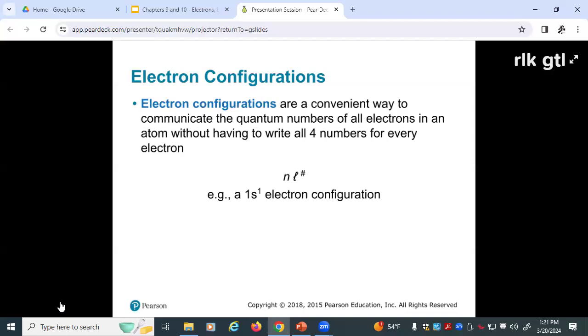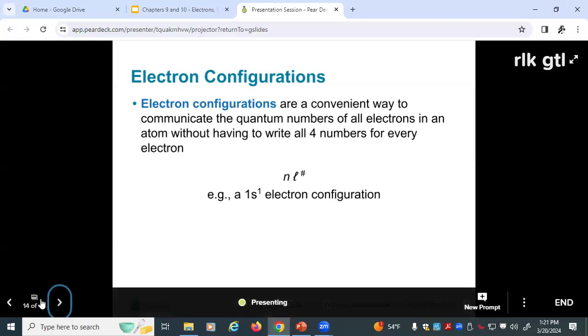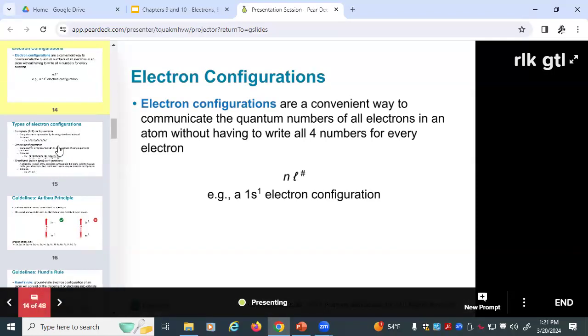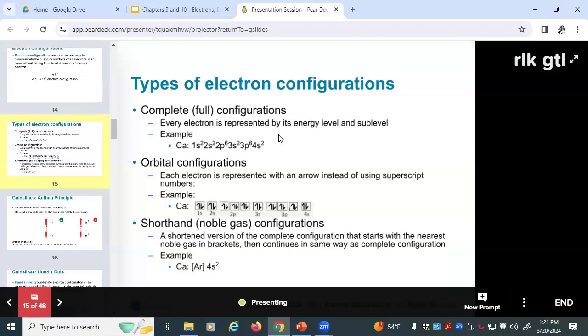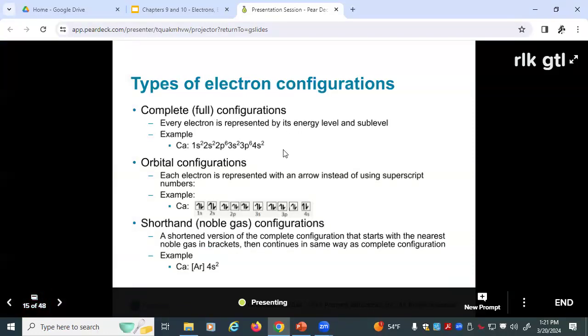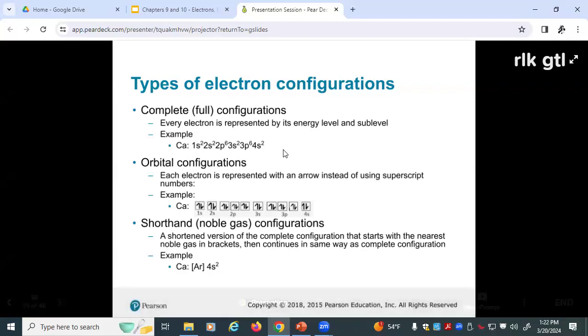Now, like I said, we can use an electron configuration to describe where all of the electrons are in a given element. But in order to do that properly, we're going to need some more information. We're going to need a little bit more context to help us make some sense of this. So let's start here. What are some ways that we can outline these electron configurations?